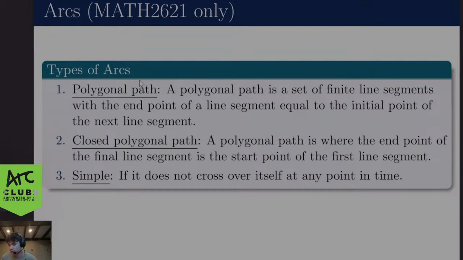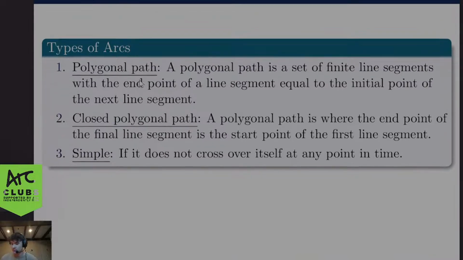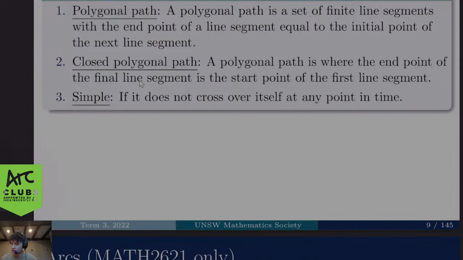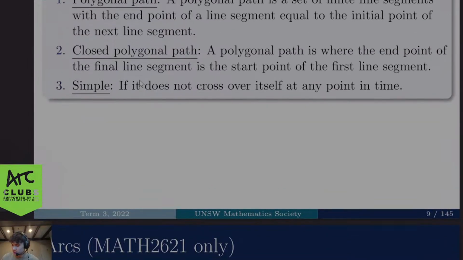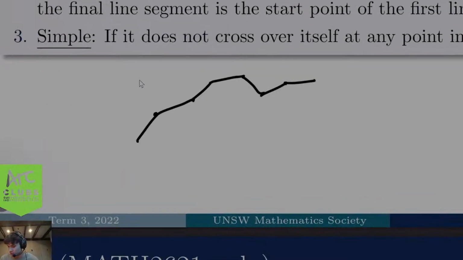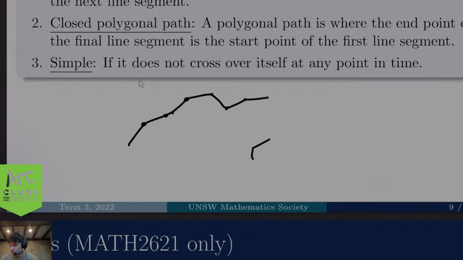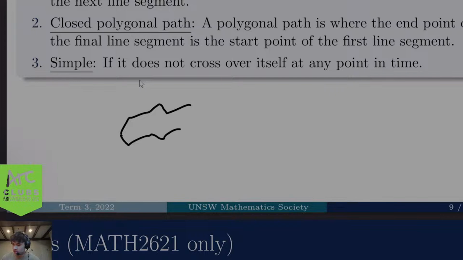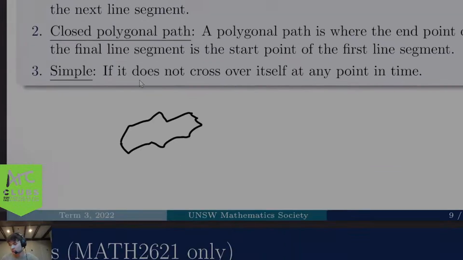Now, again, sticking to Math2621, we have another definition, which is an arc. So types of arcs. The first type of arc is a polygonal path. So essentially, a polygonal path is just some collection of straight lines, okay? Right? And so the idea is that we can draw these straight lines and then connect them up like this. So whenever I start one line segment, that's the end of another one. And so, you can construct any sort of path in terms of these line segments. Now, a closed polygonal path is a polygonal path that sort of ends where it started. And that's very intuitive. It's just a closed curve.